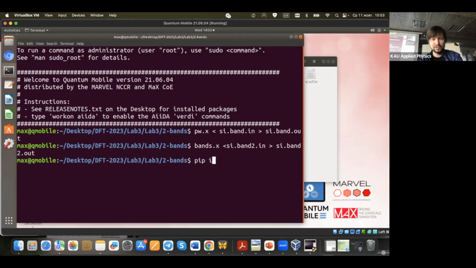It's like pip install matplotlib. I have it, but you had to do it because it is not installed by default. pip install matplotlib, and then you use Python 3.7 and this script.